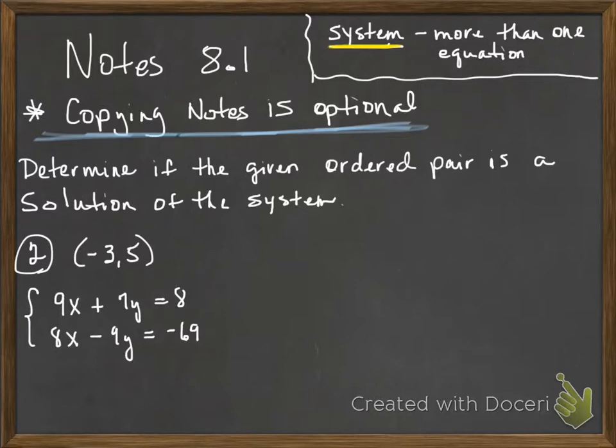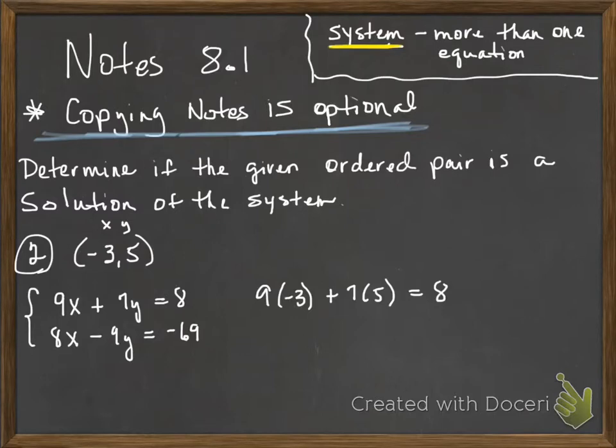So they're going to give you an ordered pair. We know ordered pairs are x values and y values. So to check to see if this ordered pair is a solution to the system, it means that the ordered pair has to be a solution to each equation. So into each equation, you'll put a -3 in for each x and a 5 in for each y. And you're going to check to see if the left-hand side is equal to the right-hand side.